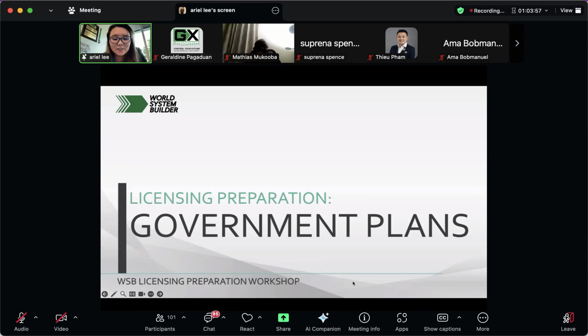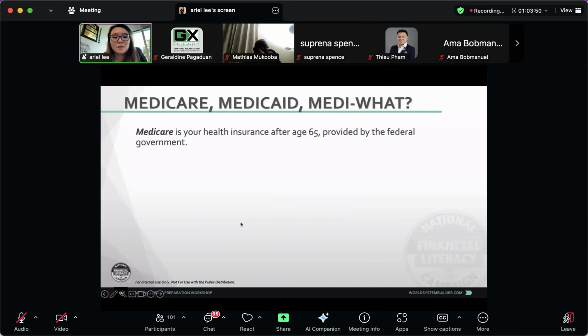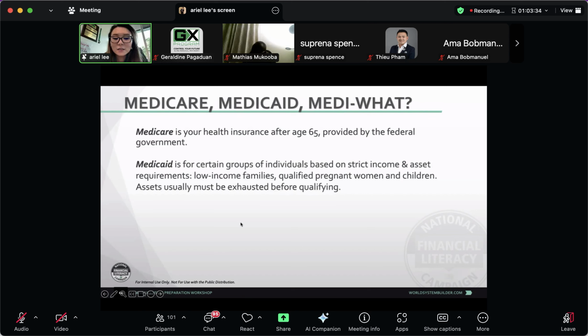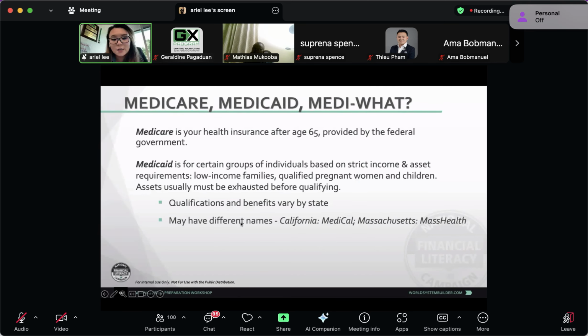Now we have government plans. Next is Medicare plans. So we have Medicare and Medicaid. Medicare is also on the test. Medicare is your health insurance after age 65 that is provided by the federal government. Medicaid is for a certain group of individuals based on income requirements. Most of the time it's for low-income families, qualified pregnant women, and kids, right? Those usually need to meet certain requirements before you can have those benefits.